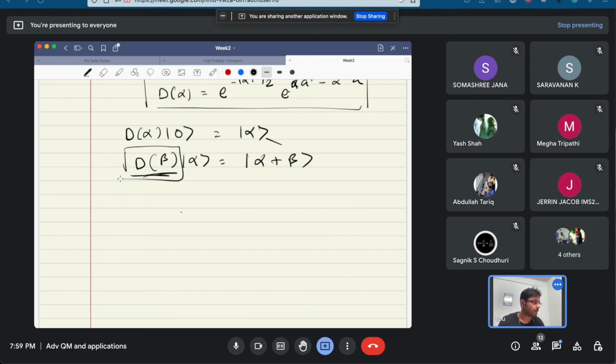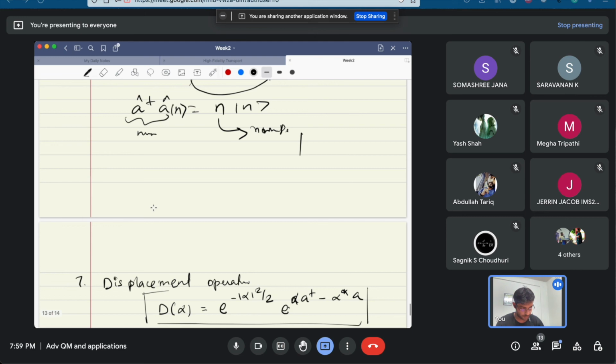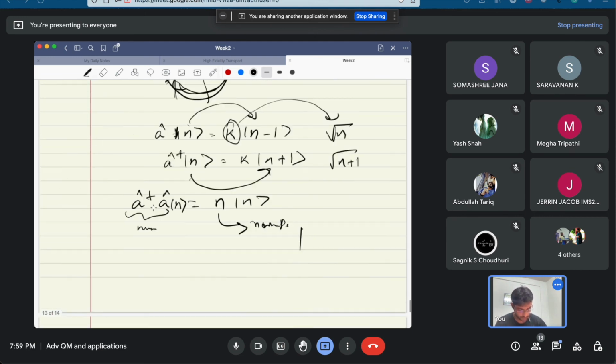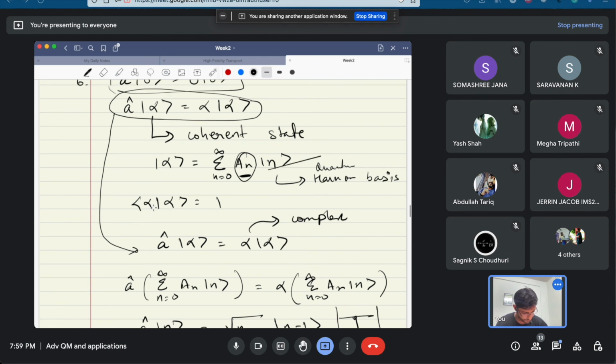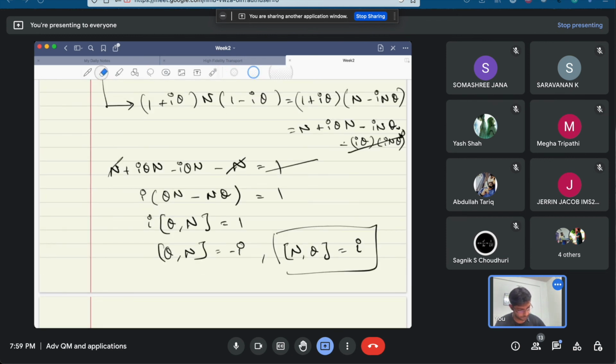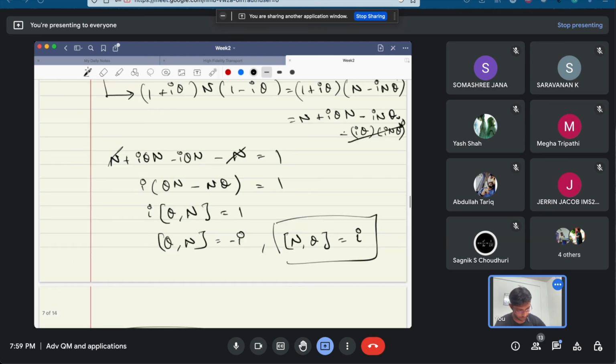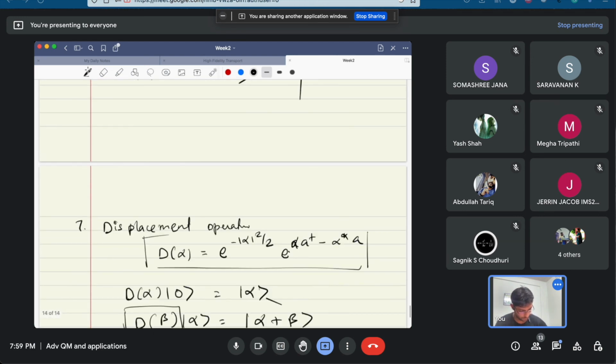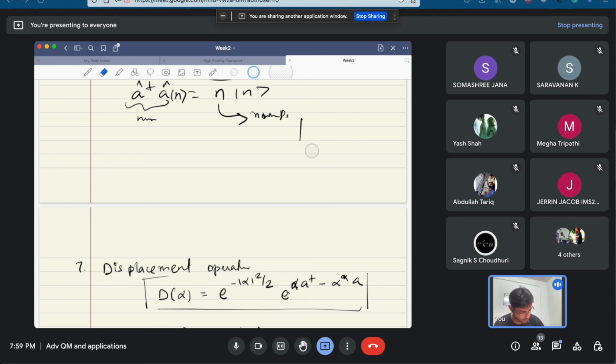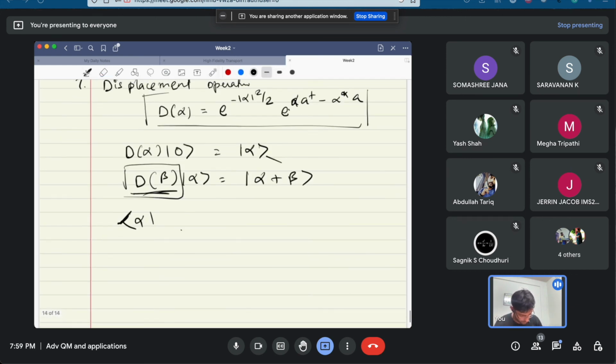And I believe there was another question as well in that. Okay, yeah, so I will have to go back. So I believe there was some question like, if you are operating D(u) on alpha, no, on beta, then what do we get, I believe is the question.